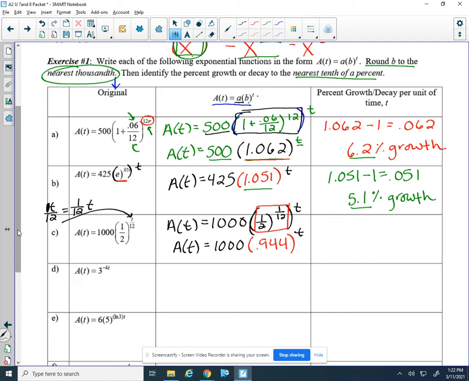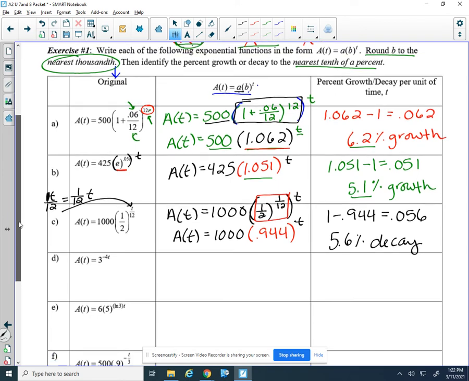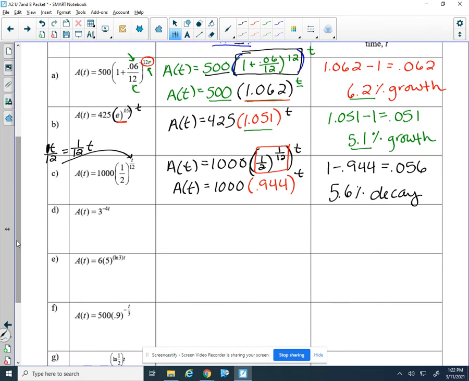So to find out the rate of decay, I'm still going to find the difference from 1, but because the number is smaller than 1, I'm going to put the 1 first when I subtract. This gives me 0.056. So each time unit, let's say it's years, we lose 5.6% of that substance. So 5.6% decay. So we're going to look at one more, and then I want you guys to just kind of try the rest on your own to make sure you get it.